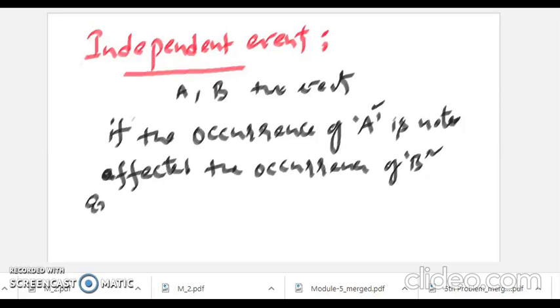Look at the example for independent events. If a coin is tossed twice, the result of the second throw would in no way be affected by the result in the first throw.